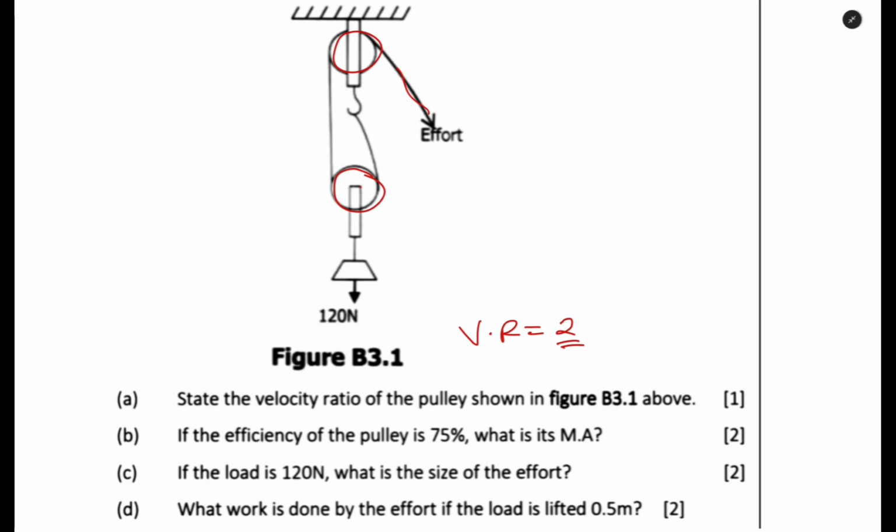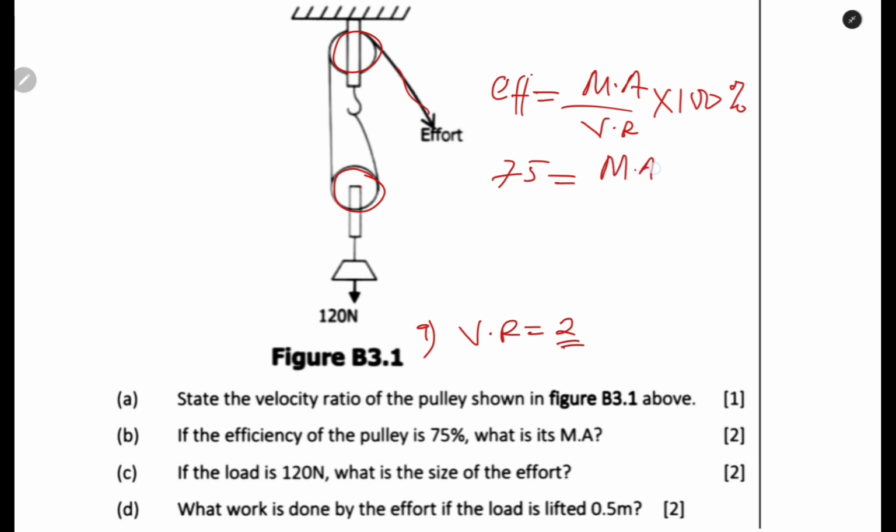Now, the next question is: if the efficiency of the pulley system is 75%, what is the mechanical advantage? This time around, you are given efficiency, and of course, we are looking for mechanical advantage. To answer this question, we are going to look for the formula that connects efficiency and mechanical advantage, and that is the formula for efficiency. Efficiency is equal to mechanical advantage divided by velocity ratio, multiplied by 100%. You remember? So efficiency is given as 75 equal to mechanical advantage, which is MA, multiplied by 100, then divided by velocity ratio, which is just 2.